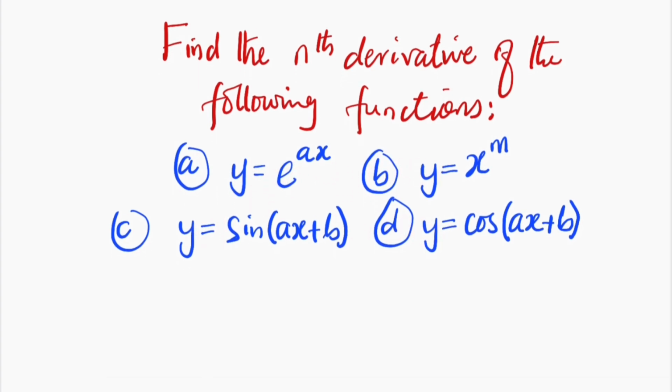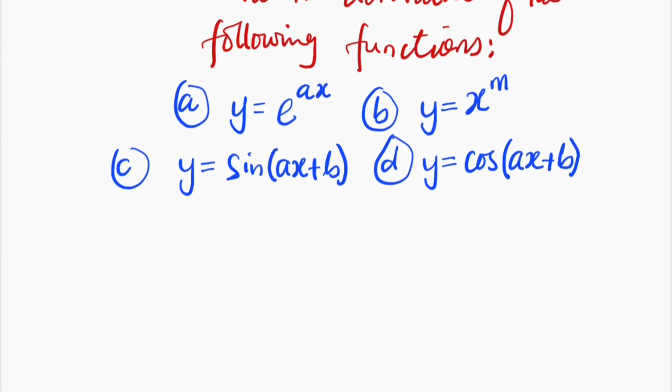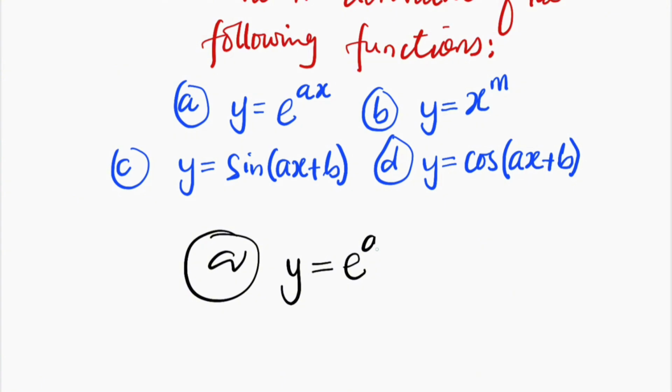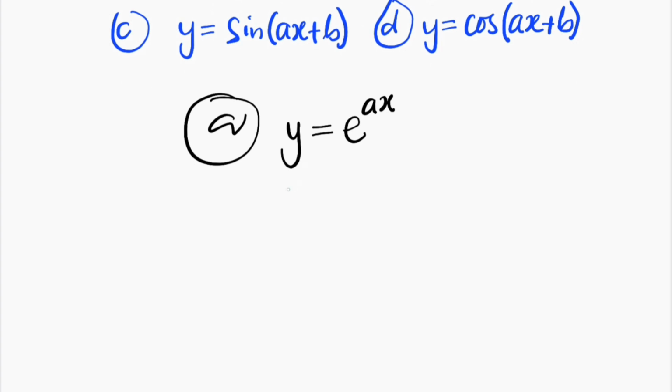So let's get started. We have our first function here, which is y equal to e to the ax. Let me write it down. y equal to e to the ax. Now let us see the connection between the first, second, and third derivative. So what if I differentiate it for the first time?